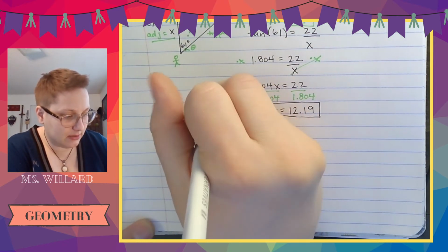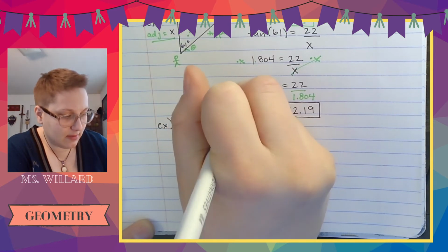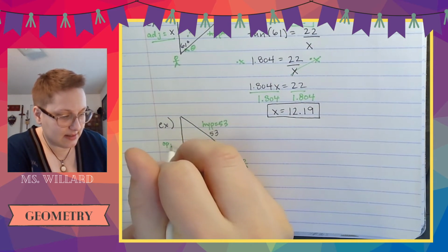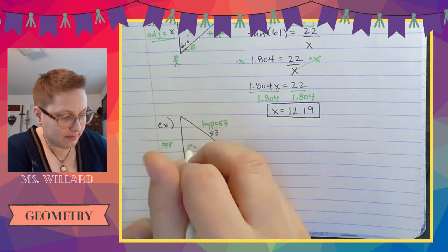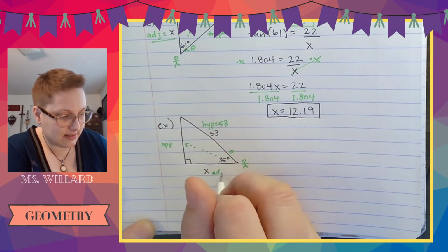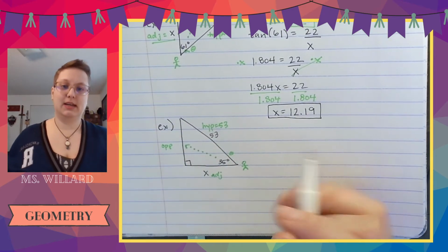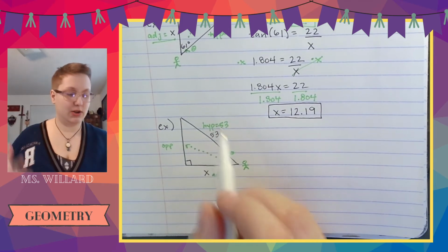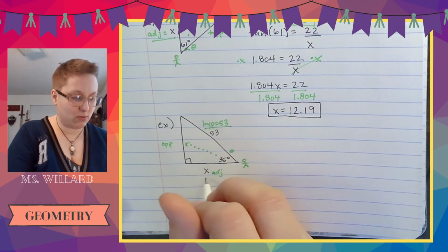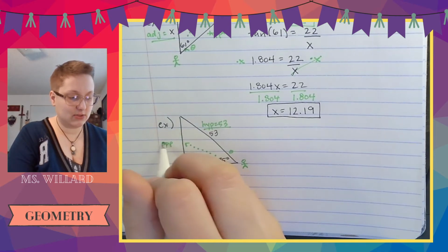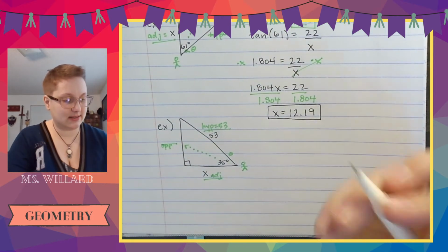So this is the hypotenuse. This is my opposite side because it's across from where I'm standing. And this is the adjacent side. Okay, so I know the hypotenuse and I want the adjacent side. So opposite has nothing to do with this.